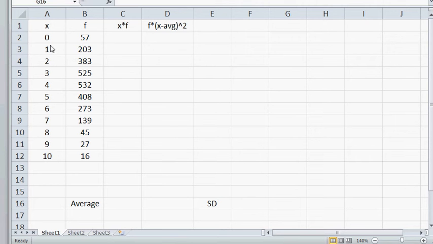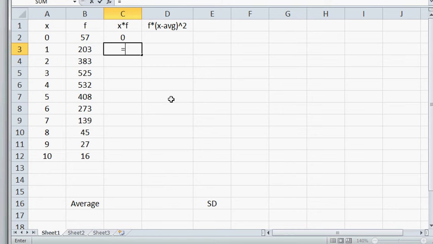So in this case, there were 57 times where 0 clicks were recorded, 203 times where 1 click was recorded, and so on. Then 16 times there were 10 clicks recorded. So the first thing we need to do is figure out the total number of clicks that were recorded. Well, first we figure out 0 plus 0 plus 0 plus 0 plus 0, 57 times. Clearly that can be expedited by just doing 0 times 57, which is 0.